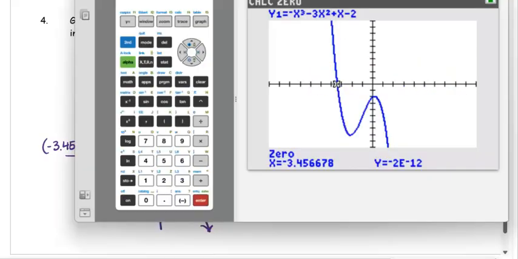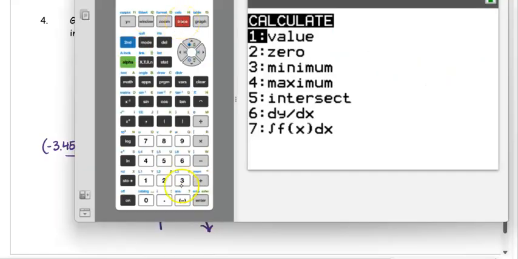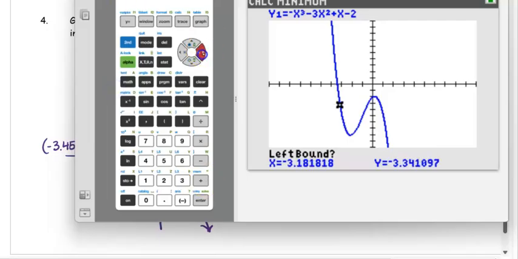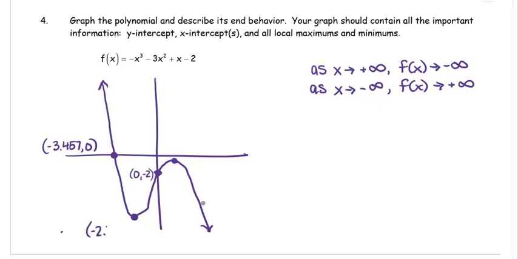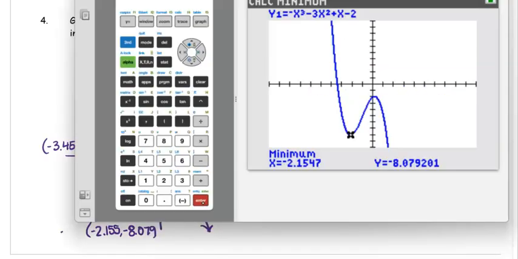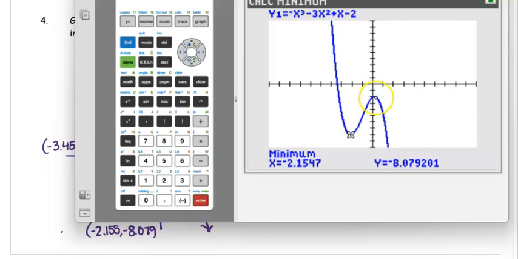And now I want to be able to find my turning points. I want to find my local max and my local min. So second trace, I'm going to do the minimum first. I'm going to arrow so I'm on the left of it. I'm going to arrow so I'm on the right of it. And I'm going to take a guess. And I see that I have negative 2.155, and then my y-coordinate is at negative 8.079.